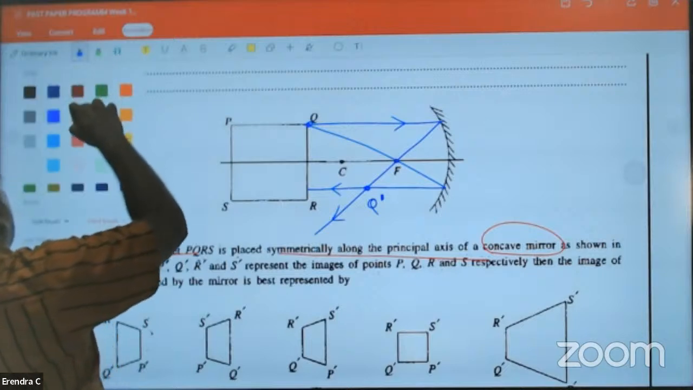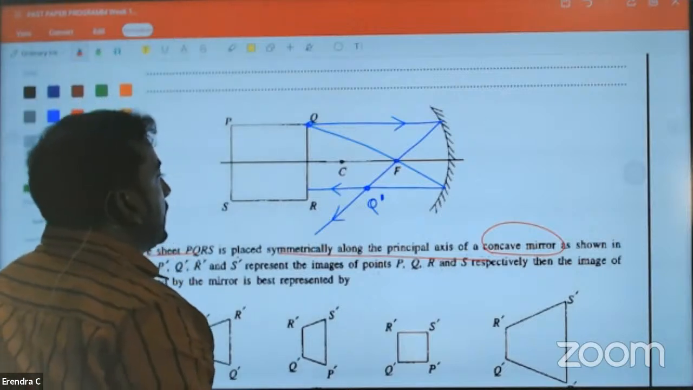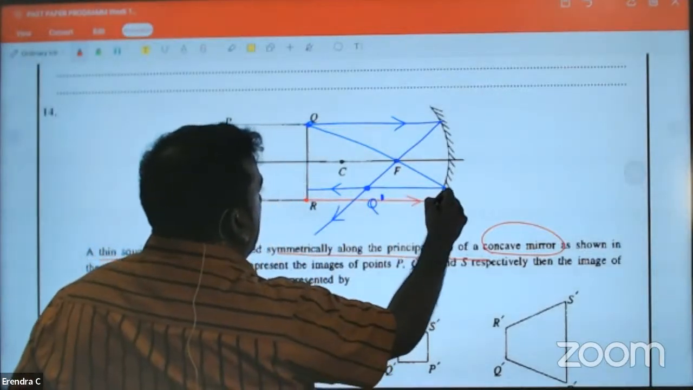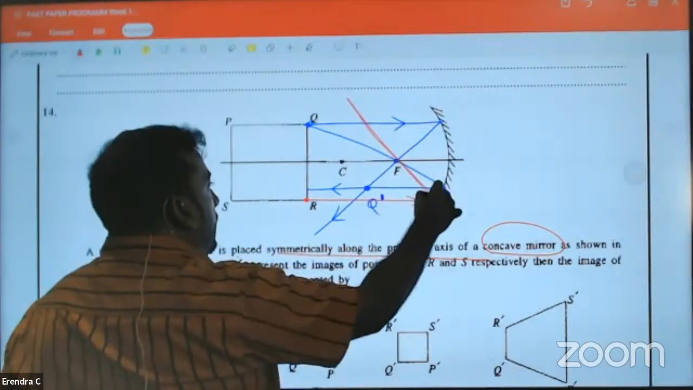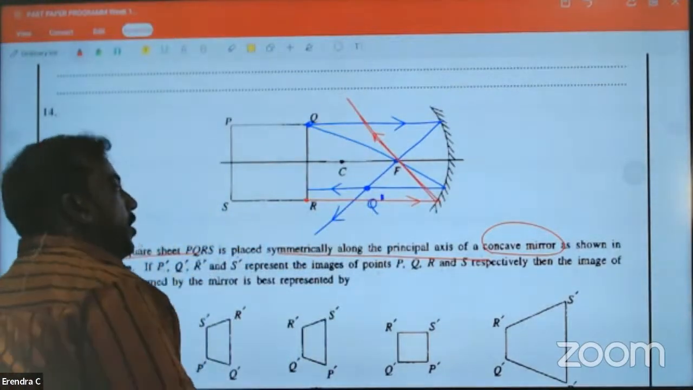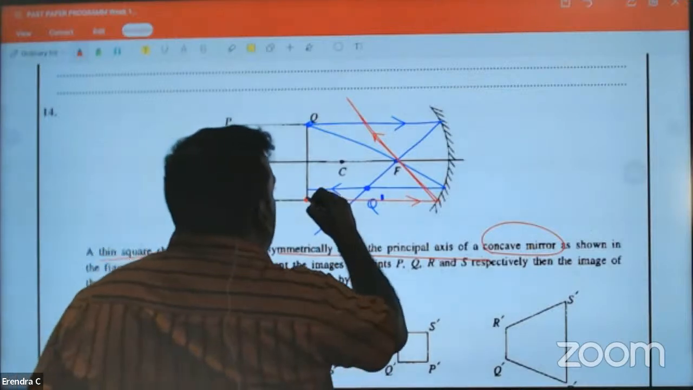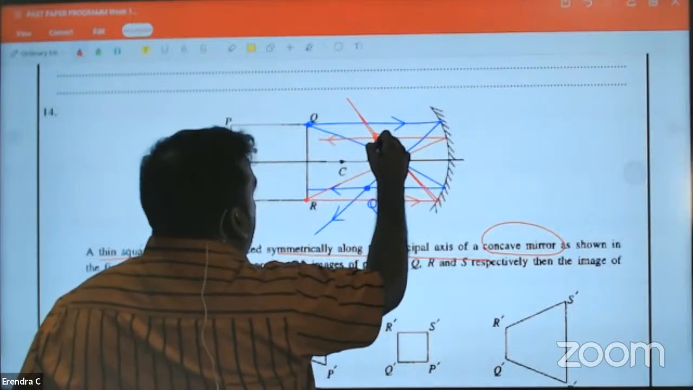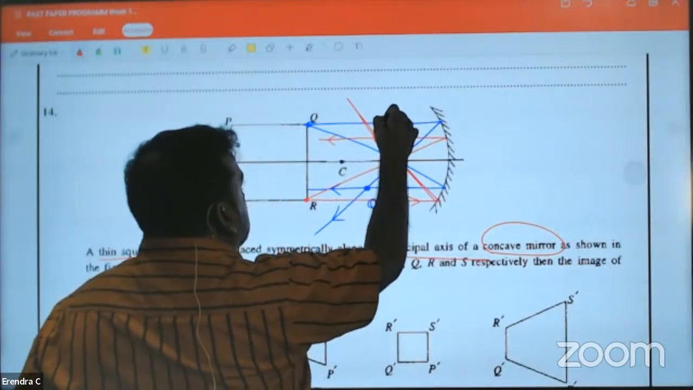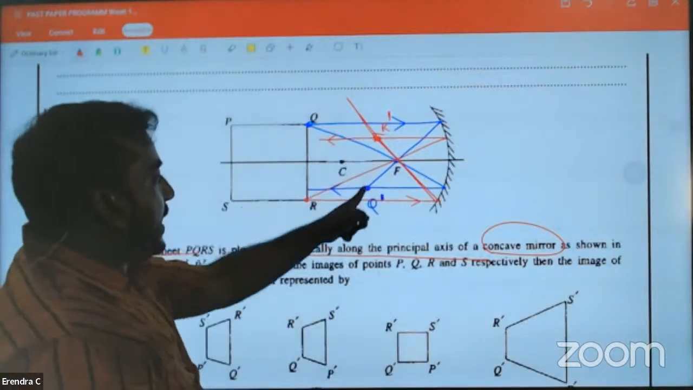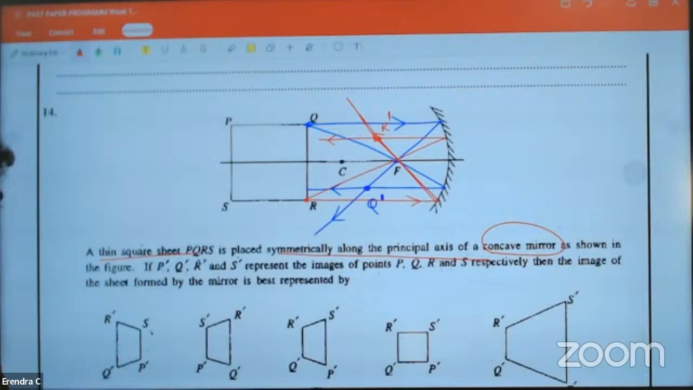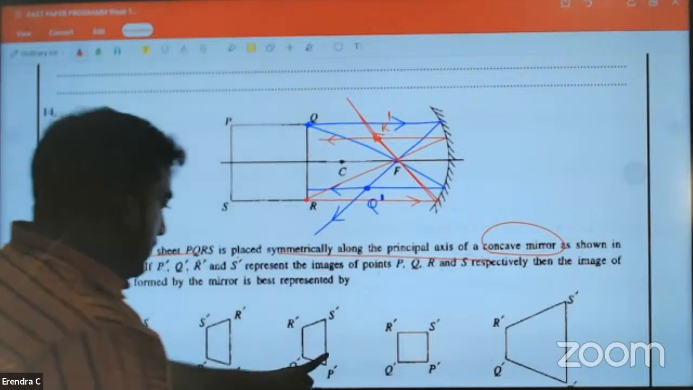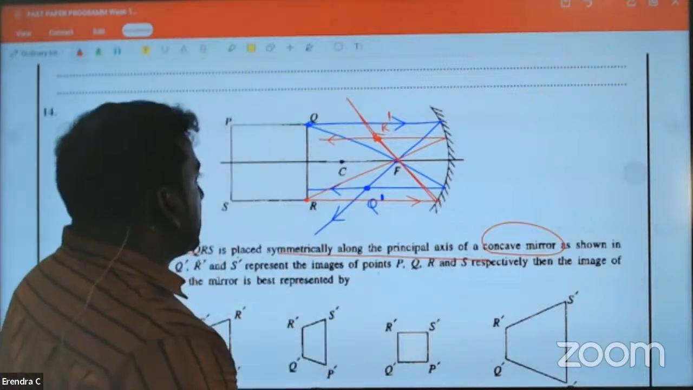Then I'll use a different color. I want to draw for R. Light rays parallel go through the focal. Also, you can reverse that, no? A light ray going through the focal becomes parallel. What do you get here? R dash. Q dash, R dash are in the same line.